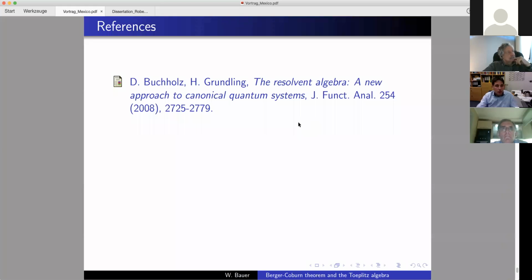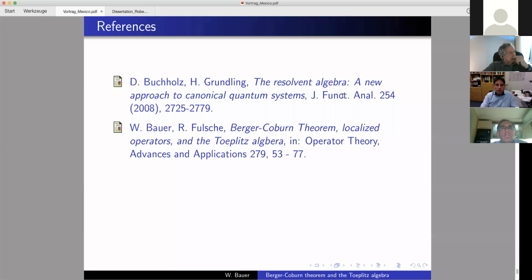Here are some references. This first one, if you're interested in the resolvent algebra, is the corresponding paper. It's a bit physical. And then there are some results in this paper here with Robert Fulsche on the Berger-Coburn theorem.